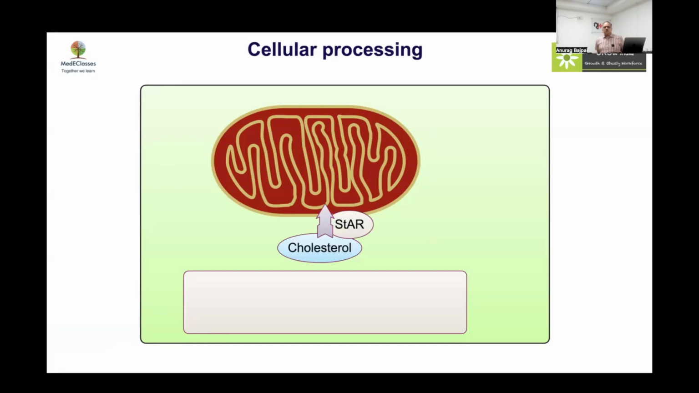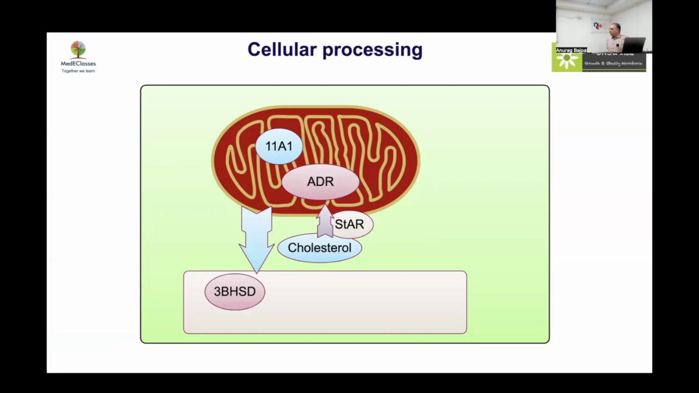I'll talk a bit about the steroidogenic acute regulatory protein, and there are multiple enzymes which are there to act upon it. You have got the 11A1 and you have got the donor, which is the adrenodoxin reductase. After that, the steroid is shifted back to the endoplasmic reticulum where you have the 3 beta hydroxysteroid dehydrogenase and 21 hydroxylase activity, along with 17 hydroxylase. So these major activities are happening at the level of the endoplasmic reticulum, where your major electron donor is POR.